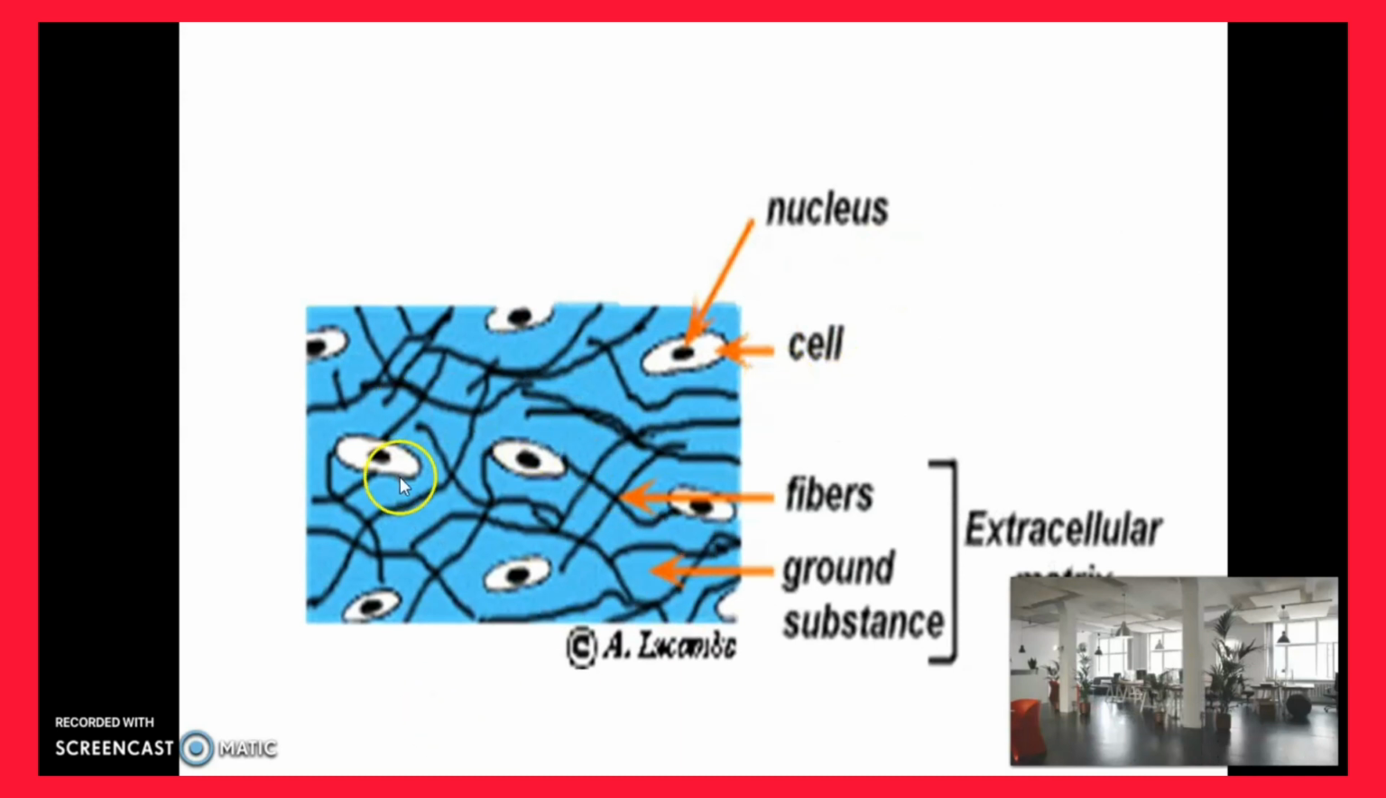Now let us look at the connective tissue. This is a connective tissue. You can see these representing the osteocytes, the nucleus and the cells. These represent the fibers, which represent the matrix and the ground substance, all together called the extracellular matrix. That's what makes them a connective tissue.